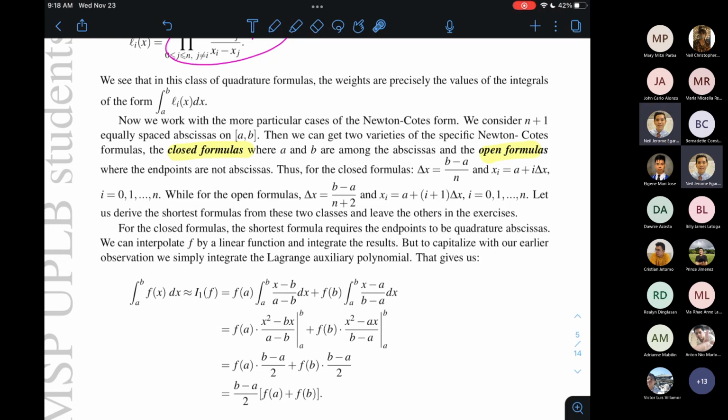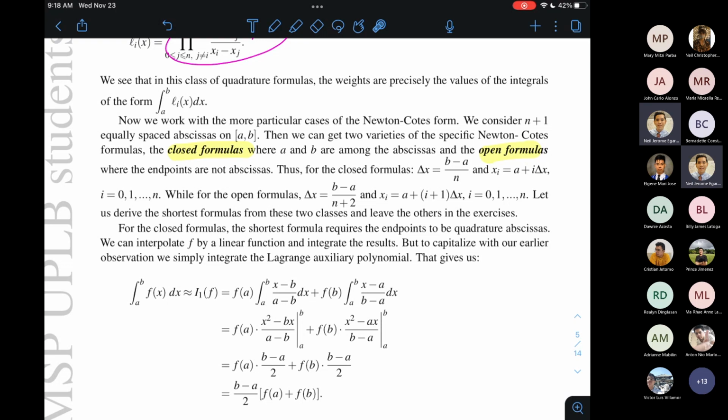Now again, if you will be using closed formulas, ito yung step size na gagamitin mo that will give you n plus 1 data points starting from A and ending with B. Alright? Ang formula ng mga x sub i ay A plus i delta x, i going from 0 to n. Pero kapag open formulas, kailangan mo pa rin ng n plus 1 points, pero hindi kasali yung dalawang endpoints. So, hindi kasali si A at saka hindi rin kasali si B.